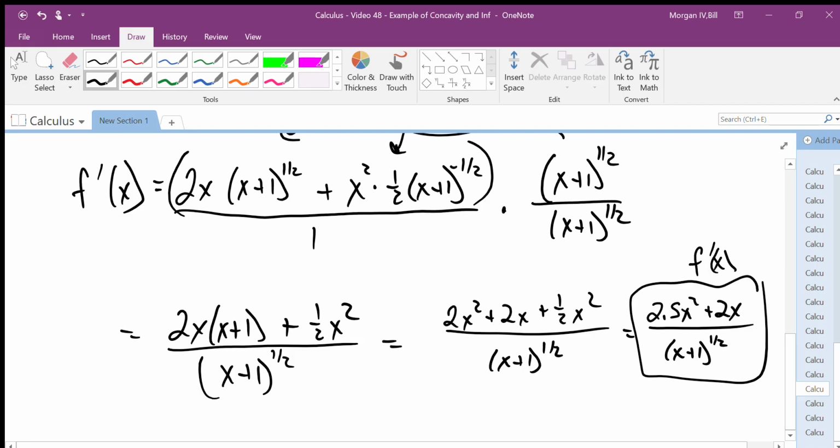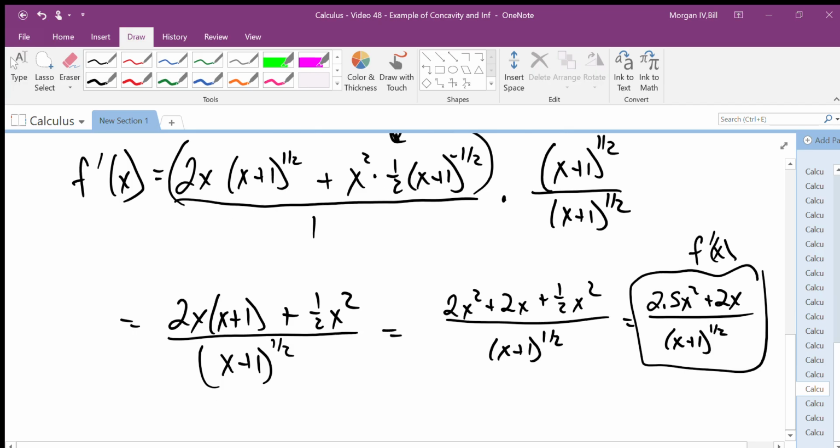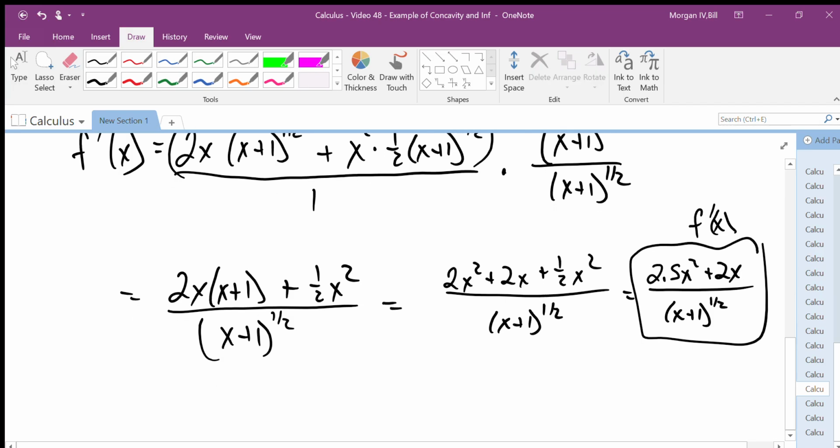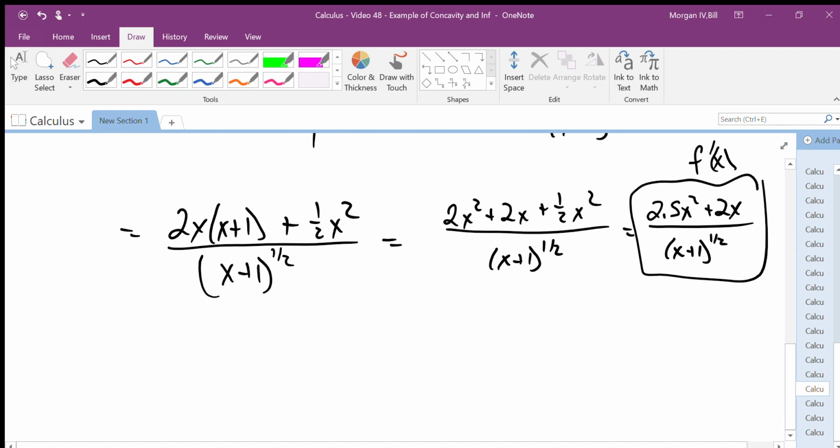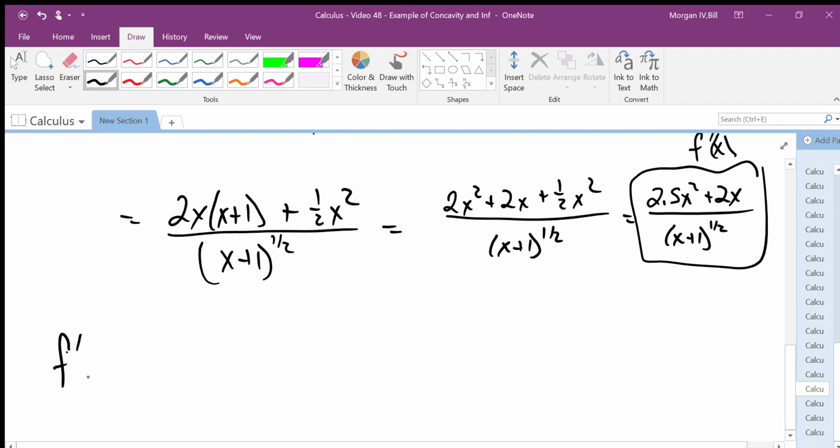Okay. In order to find concavity and inflection points, we need to find the second derivative. So it's the derivative of the first derivative. We are going to take the derivative of 2.5x squared plus 2x over x plus 1 to the 1/2. It's a little messy, but hopefully in the end it won't be too bad. Looks like a quotient rule to me. So I'm just going to rewrite it here. F prime of x is 2.5x squared plus 2x over x plus 1 to the 1/2.